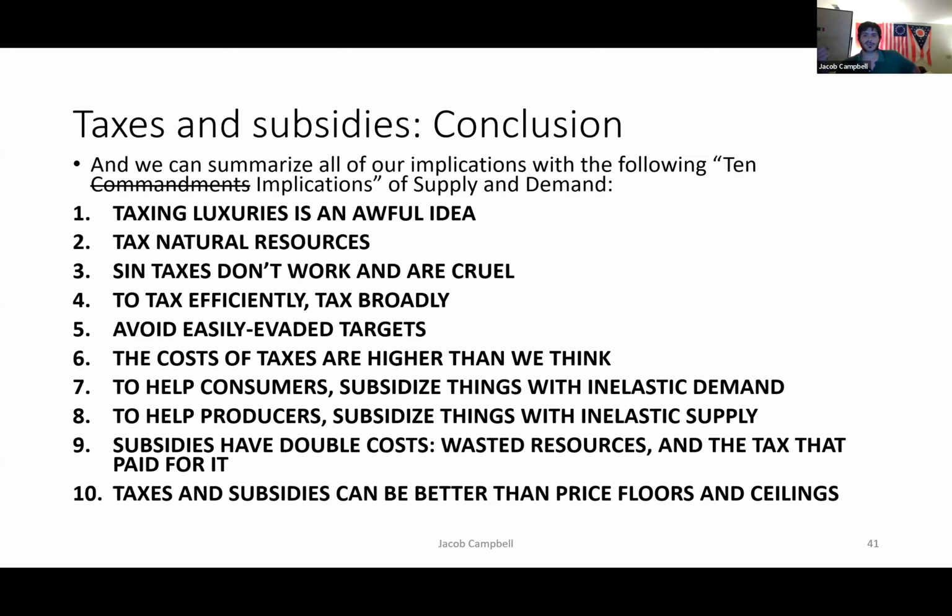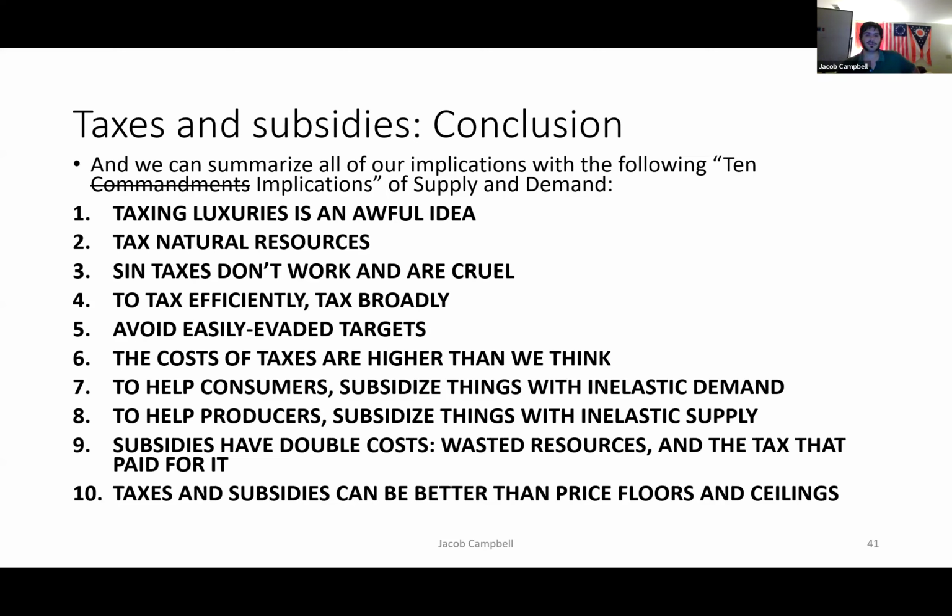6, the cost of taxes are higher than we think. When you spend tax money on a program, it's not just about the alternative uses of the money. It's also about all of the commerce that you destroyed by people working less to avoid paying the tax. 7, to help consumers, subsidize things with inelastic demand. 8, to help producers, subsidize things with inelastic supply. 9, subsidies have double costs, wasted resources, and the tax that paid for it. They're very destructive. And so they should be used very cautiously.